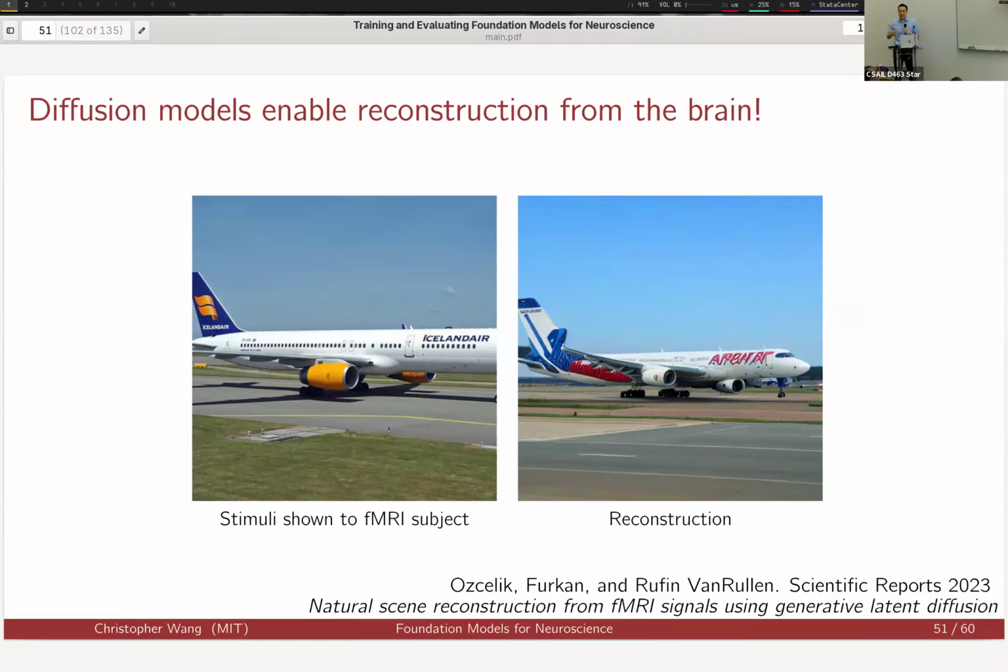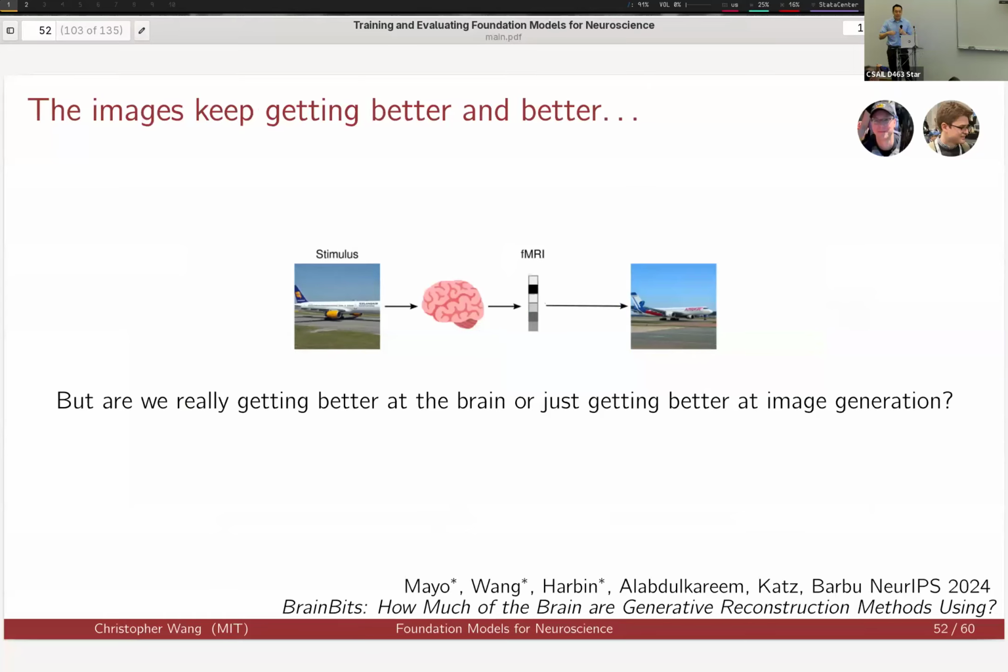On the face of it, the takeaway would be, oh my gosh, we're getting so good at understanding visual processing in the brain. But if you dig into each paper, what you see is that a lot of the improvements come from swapping this year's image diffusion model out for last year's. And you start to wonder, are we getting better at understanding the brain, or are we just getting better at generating images? And this is the question we ask with BrainBits. This is work done jointly with fellow PhD student David Mayo and Asa Harbin from Lincoln Labs.